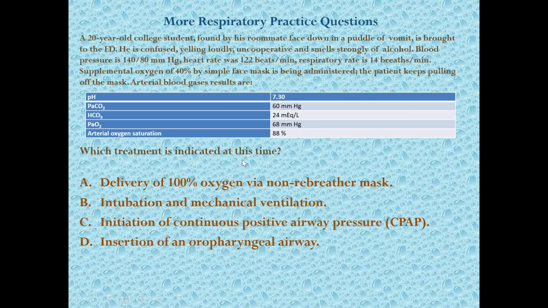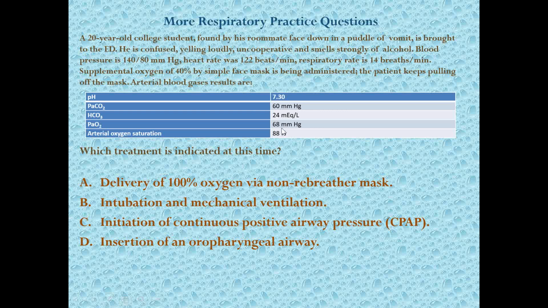So let's play along again. Pause the recording, try and configure this ABG first. All right, so when we look at this ABG, we can see that the pH is 7.30. The pH is down. We have the PCO2 that is elevated. Per our acronym ROME, respiratory is opposite, so we know we have a respiratory acidosis. We look at the bicarbonate, and we see the bicarbonate is okay. The PO2, however, is 68. That is less than 80 to 100, and the O2 sat is low also. So we definitely have a respiratory acidosis with hypoxemia.